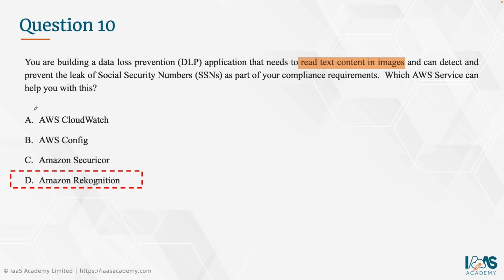AWS Config is incorrect because that basically manages the configuration of AWS resources to help you ensure compliance with internal policies and regulatory standards. Amazon CloudWatch also is incorrect. That service helps you monitor metrics of performance of various resources you deploy on the AWS platform. And then you've got Amazon SecuriCore. Well, there is no such service as Amazon SecuriCore. That's just a distractor, so you can ignore that one altogether. And so the correct answer to this question is Amazon Rekognition.